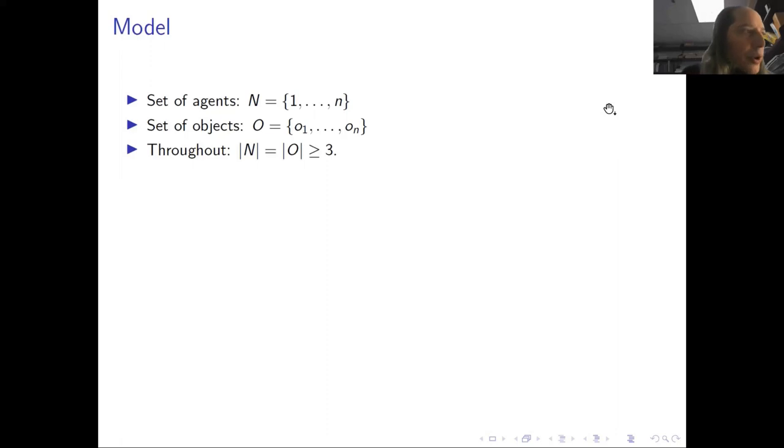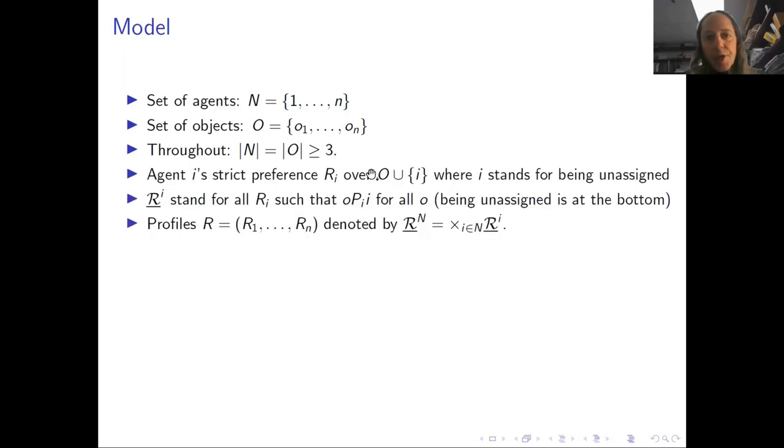Okay, I will go to the model. So you have a set of agents. Then you have a set of objects, so n agents and n objects, always the same number. All objects are different, and any agent has just a strict preference for objects. Being unassigned is always at the bottom.